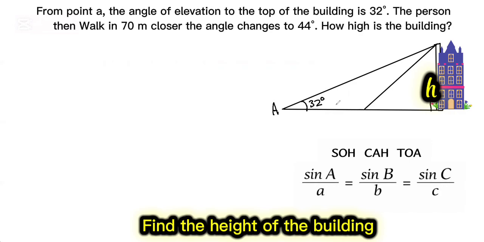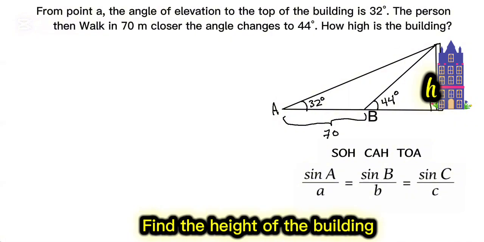Let's connect the two observation points to the top of the building. This forms a triangle. The distance between the 2 points is 70 meters. Now look at the angles in the triangle. The angle at the first point is 32 degrees, and the angle at the second point is 44 degrees.